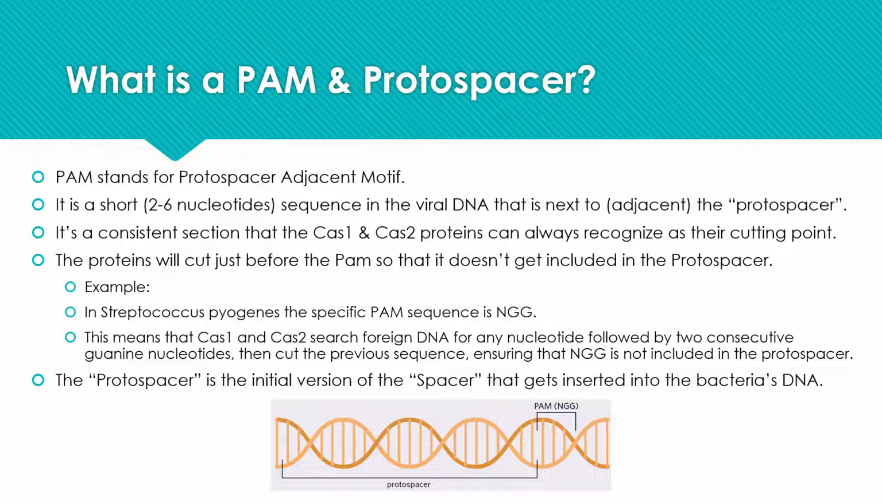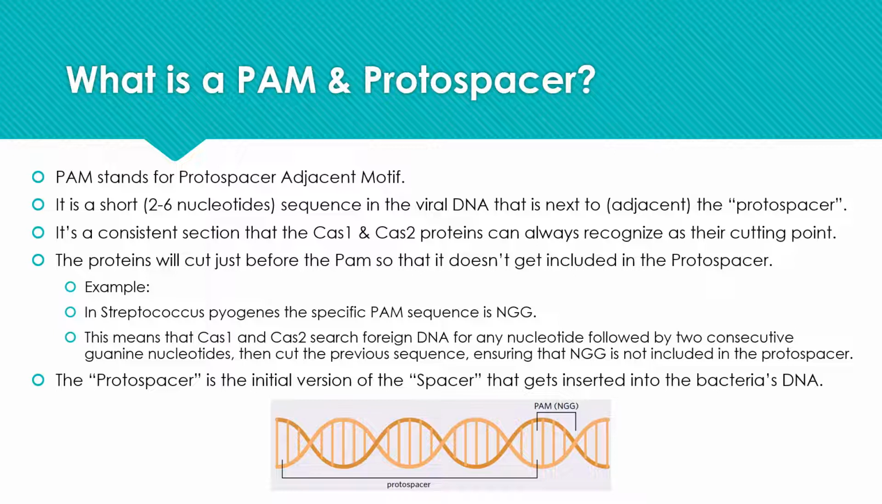What they do is they're actually really good because they don't cut in such a way that the PAM gets included. They cut it just before the PAM so that it's excluded and you don't end up with it in the protospacer. So, for example, in Streptococcus pyogenes, the specific PAM sequence is NGG. Now, the N just means it's some nucleotide. So N for nucleotide. So it could be G, C, A, or T. Doesn't matter. But the other two are GG.